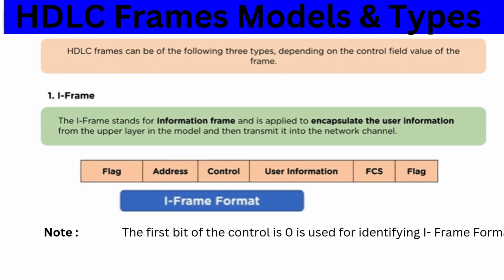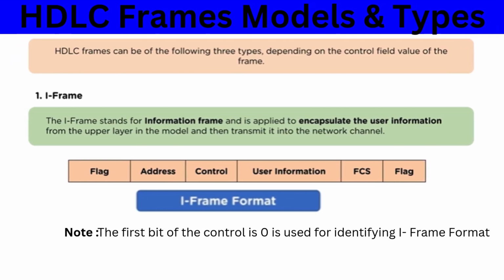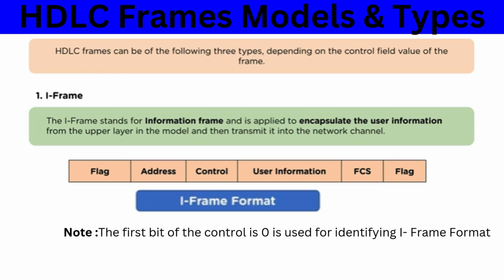Different HDLC frame models and types. HDLC frames can be of the following 3 types depending on the control field value of the frame. The first type is known as the I-frame. The I-frame stands for information frame and is applied to encapsulate the user information from the upper layer and then transmit it into the network channel. Note: the first bit of the control field is always 0 in the I-frame, which also helps identify the I-frame format.